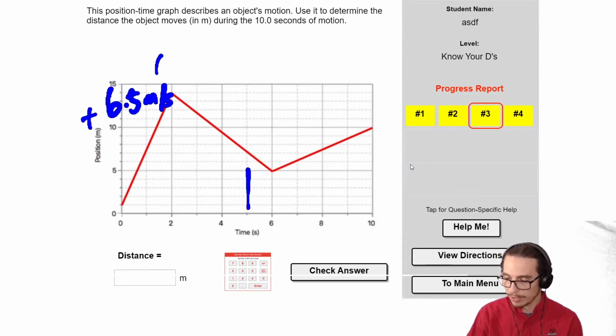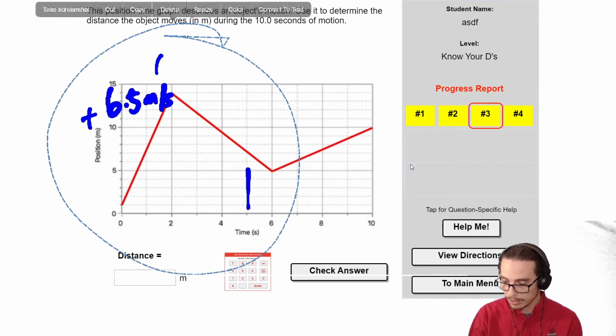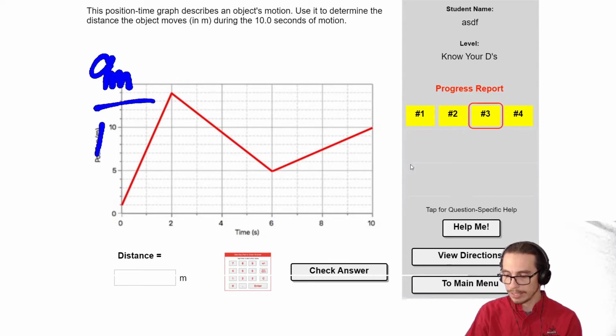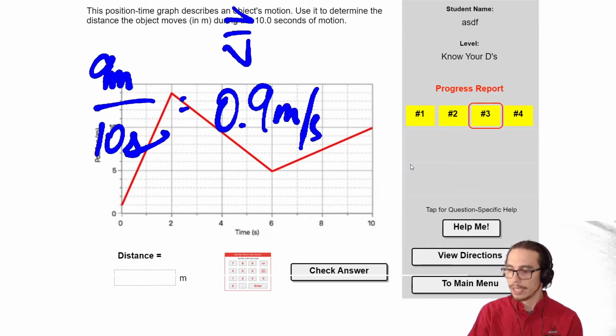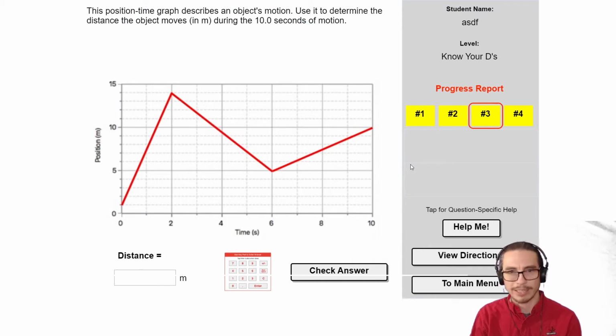Now, if someone asked me to find out what the average velocity for the first 10 seconds was, well, that's cool because I can just look at, again, the beginning and ending. I went 9 meters, and it took me 10 seconds to do that because 10 minus 0, I get 0.9 meters per second. That's my average velocity.